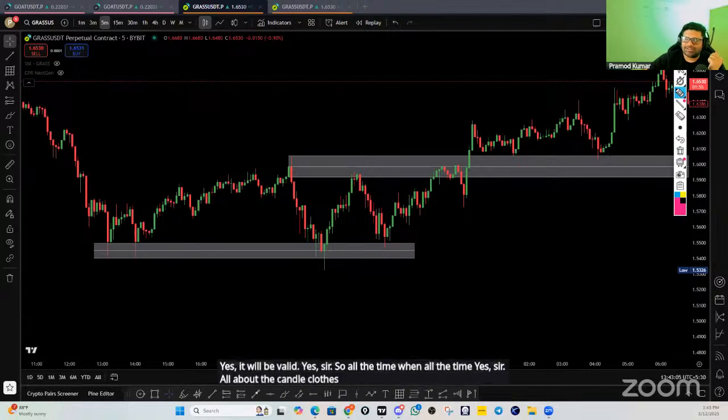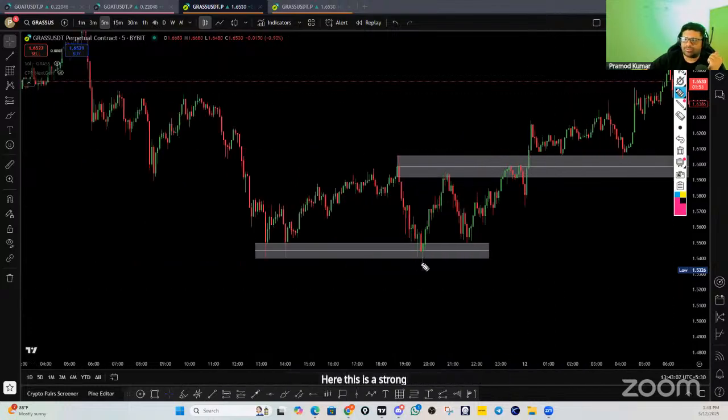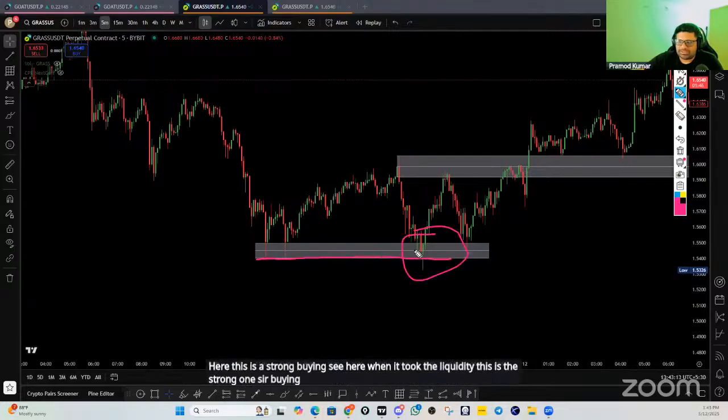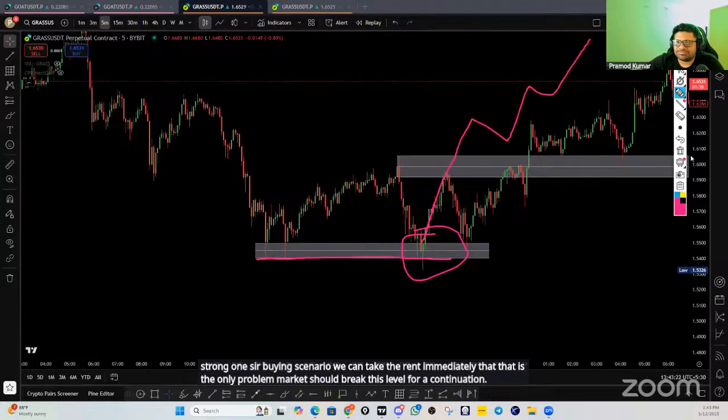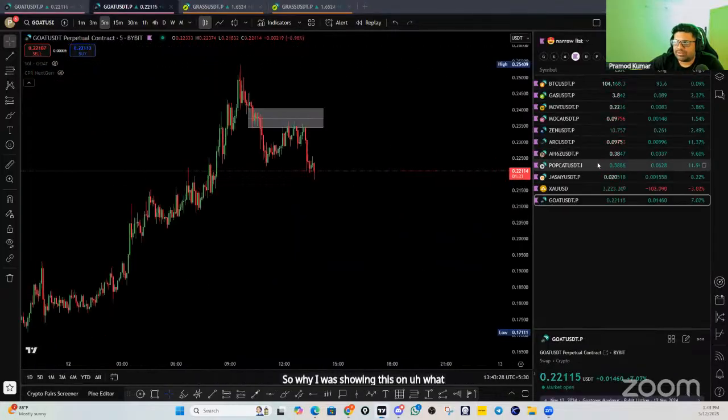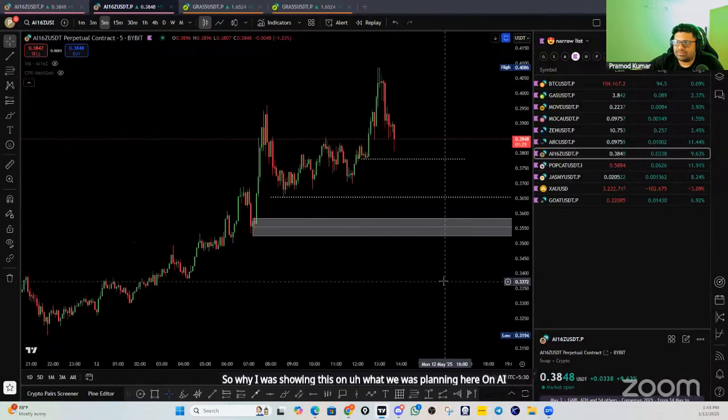See, here this is the strong buying. When it took the liquidity, this is the strong one, sir. In a buy scenario, we can take the trade immediately. That is the only problem. Market should break this level for a continuation. So why I was showing this is what we were planning here on AI 16.